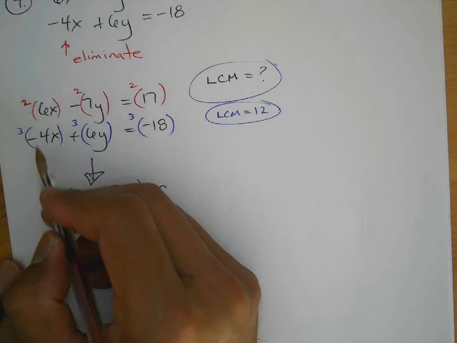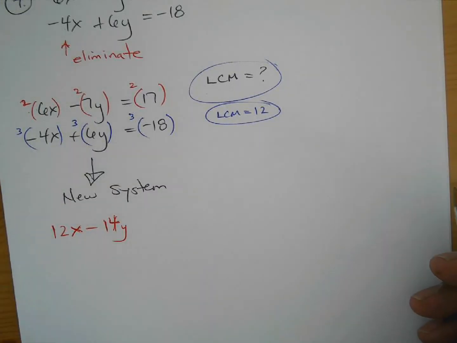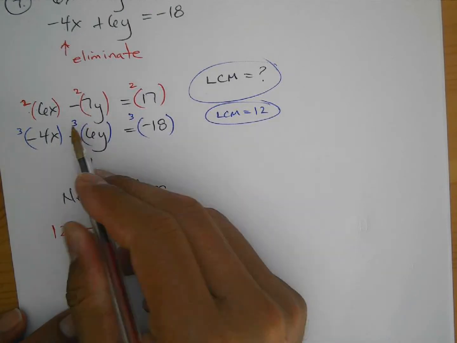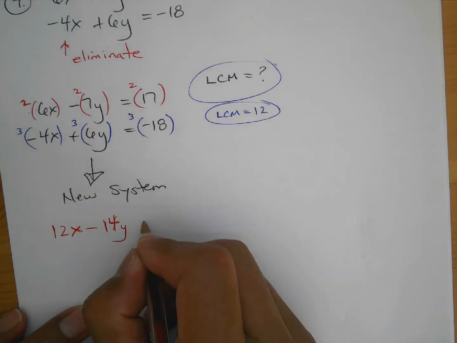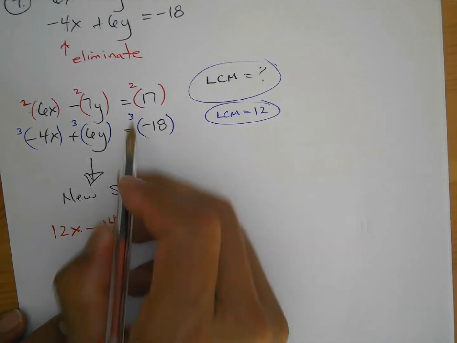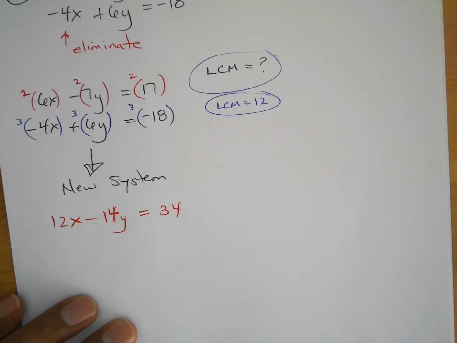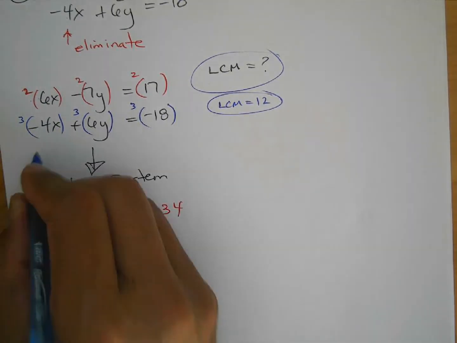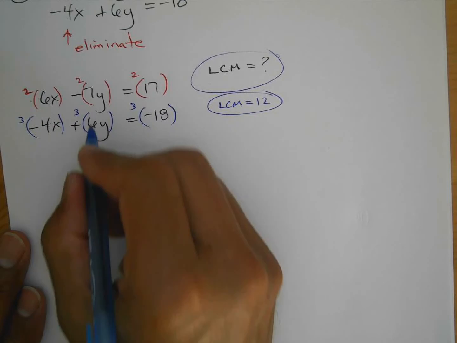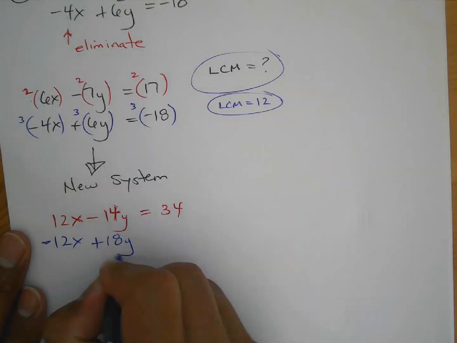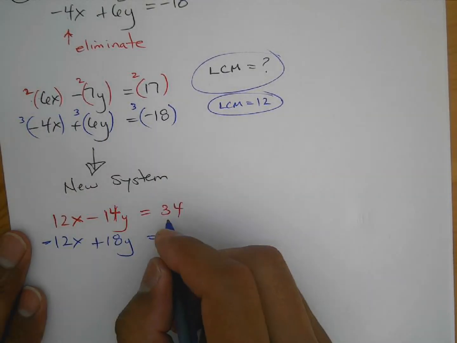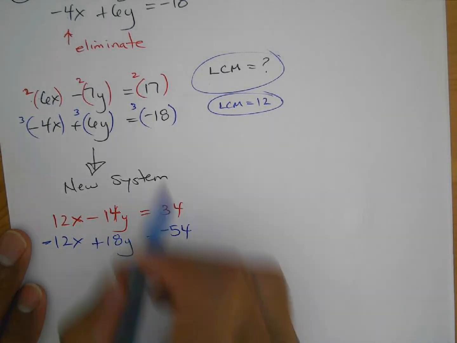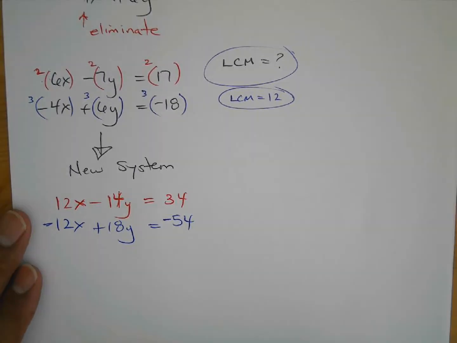But yeah, it has to be true. One has to be a positive 12 or a negative 12 or whatever the LCM is. 2 times negative 7 is negative 14, the negative, right? 2 times 17 is 34. The top equation, when I multiply everything by 2, you get that. The bottom equation, when I multiply all of these terms by 3, I get negative 12x plus 18y equals 54. A negative 54, actually. All right, there's a negative sign.